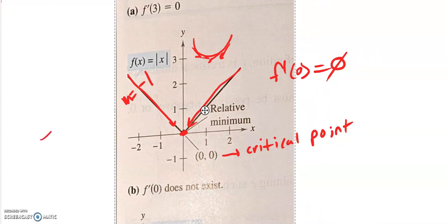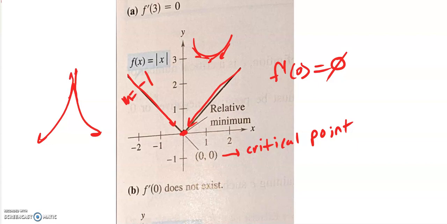Cusps is another one. If you have a graph that comes in like that, that is a cusp. These slopes don't come together to be the same value. These are increasing, and these are increasing in a different way. They're not coming to the same value.